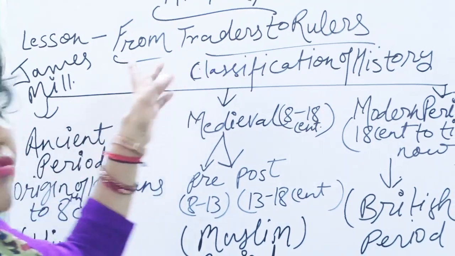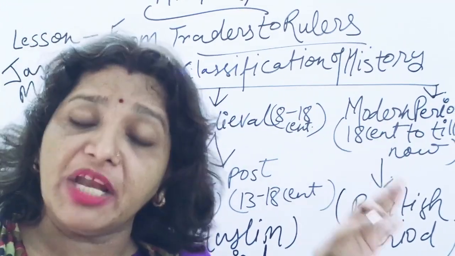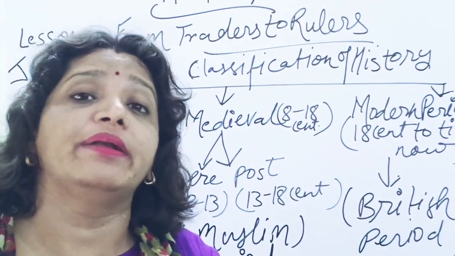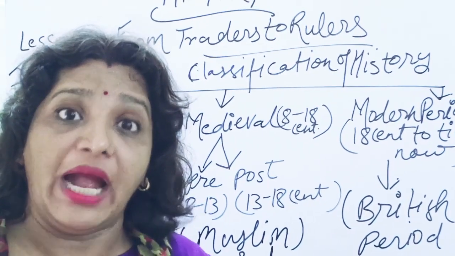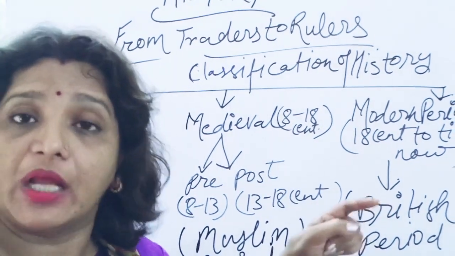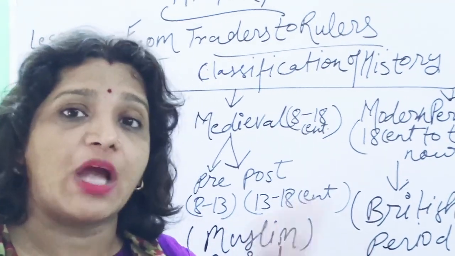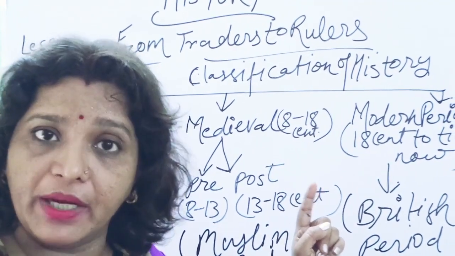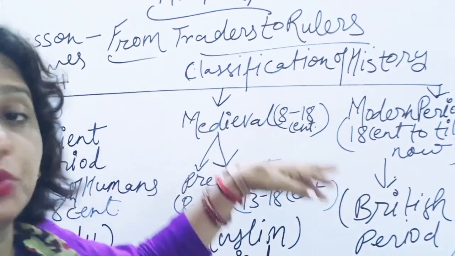So now students, firstly I would like to explain to you the classification of history before taking the chapter From Traders to Rulers, which is a very, very important chapter of the 8th class, and this will also work in the 9th and 10th classes. This chapter is also related to the 8th to 13th century chapter, which comes in the same class. These two chapters are correlated: the 7th class chapter, 8th to 13th century medieval period, and the 8th class chapter, From Traders to Rulers.